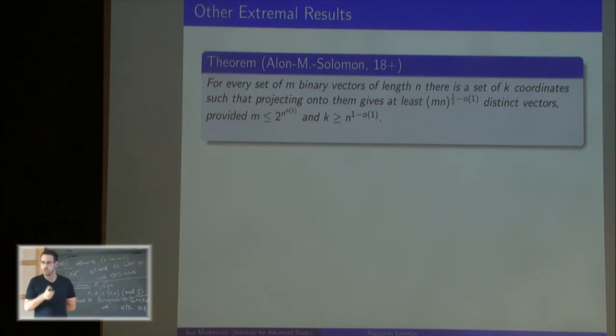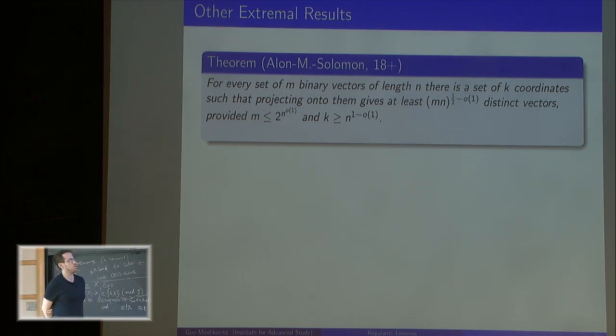It talks about projections of vectors. So it turns out that if you have a set of m binary vectors, each of length n, and you project them onto k coordinates. So you can think of this setting as a matrix. So you have a matrix with m rows and n columns, a 0-1 matrix, and you consider k columns of that matrix. Now you see a bunch of vectors of length k. How many of them are distinct?